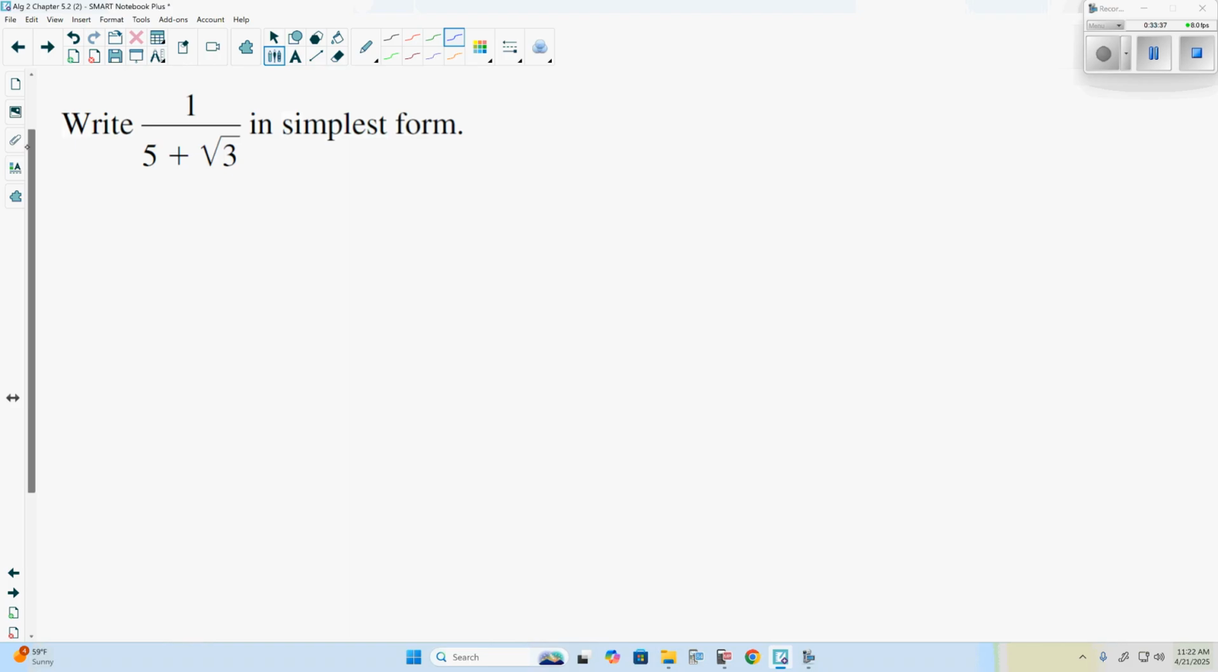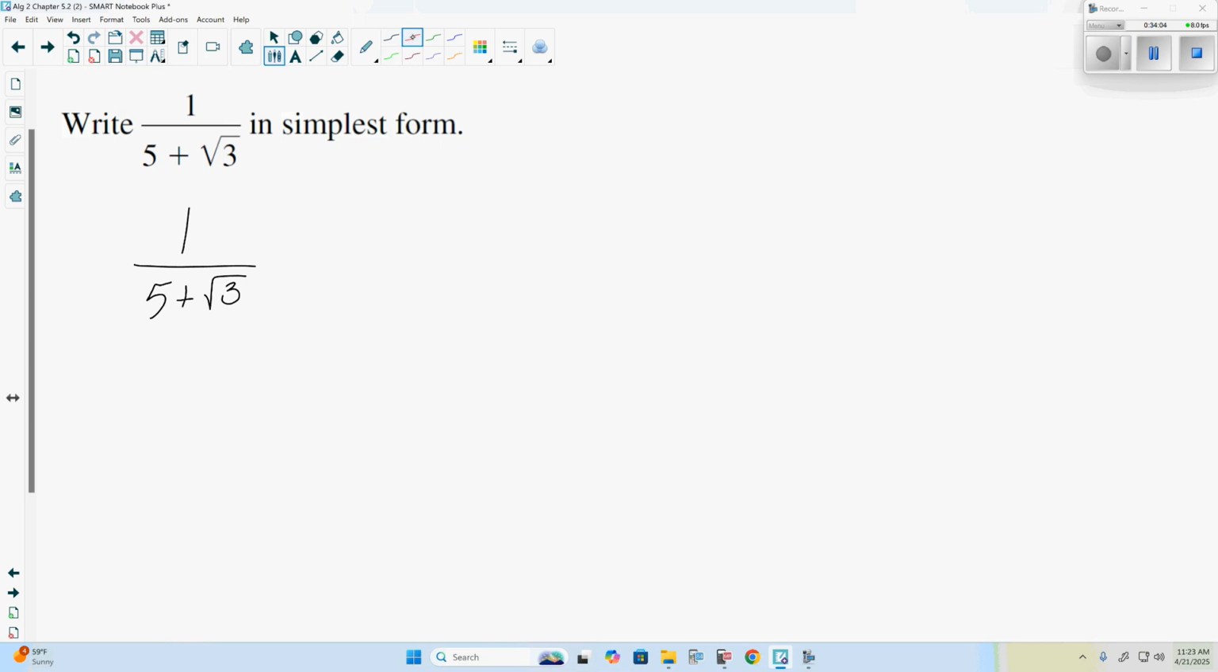Last thing we have is this here. We want to rewrite this in simplest form. Now the issue with these here is the fact that we have a square root in the bottom of the fraction. We cannot have a square root, a radical, in the bottom of these fractions. It just doesn't work. We can't leave it in this form. And the main reason for that is we cannot have an irrational number in the bottom of the fraction. That's it. That's the main reason.